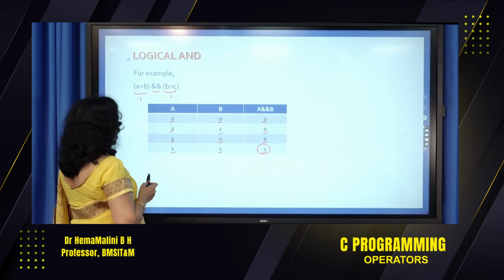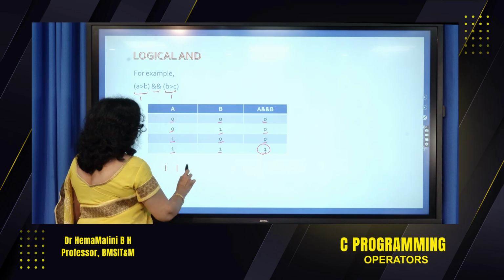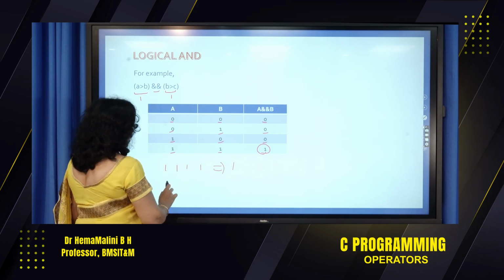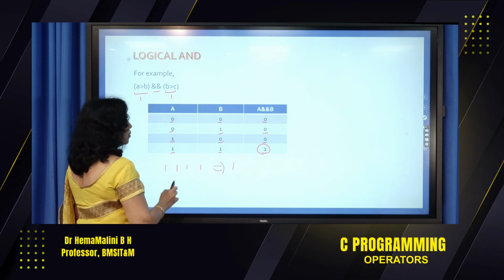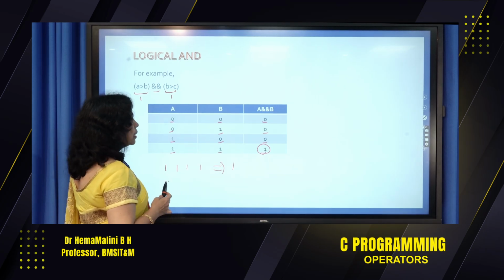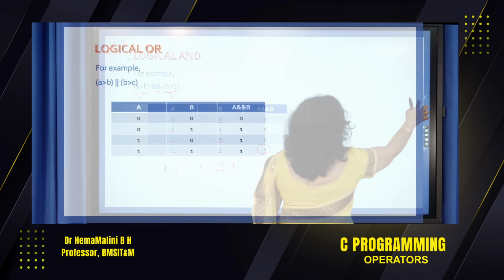This is the AND operation. When all the inputs are 1, output would be 1. If any one of the inputs is 0, the output would be 0. So, that is about the logical AND operation.